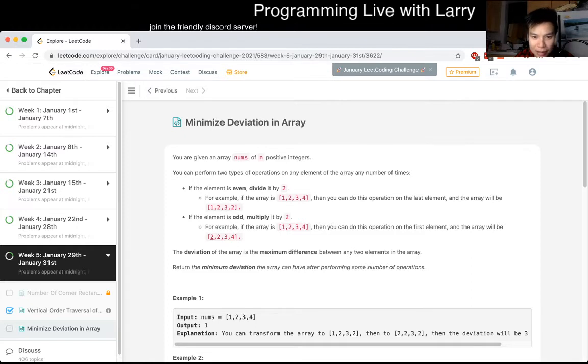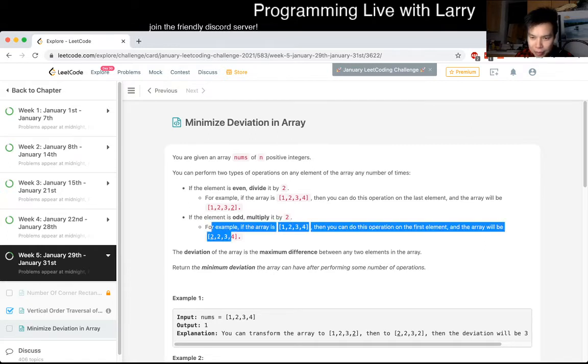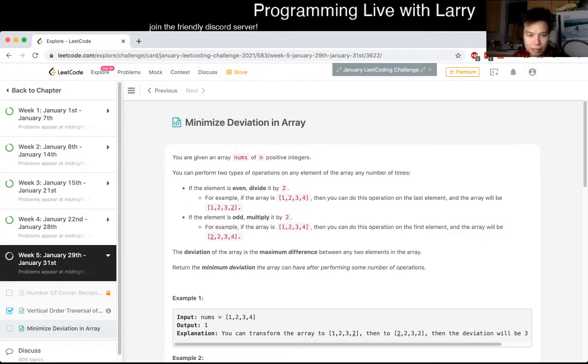So okay, if the element is even, you can divide by 2 for free. Okay. If it's odd, multiply by 2. Okay. So the deviation is the maximum difference between two elements in the array. What is the maximal difference between any two elements, right?